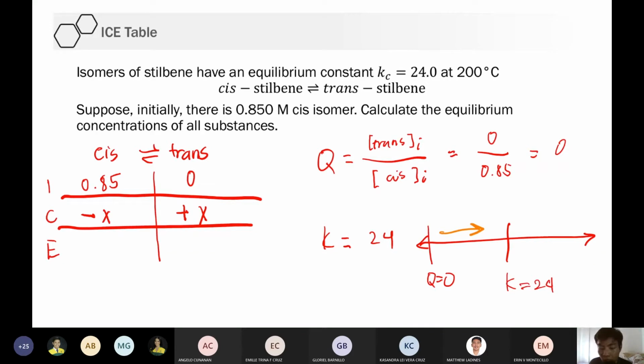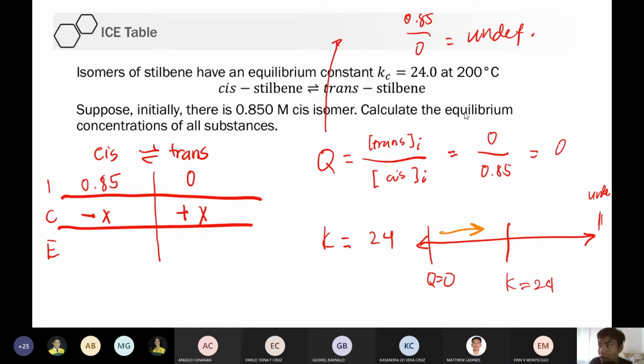Okay? Kunwari, sir, what if baliktad yan, no? 0.85 sa taas, 0 sa baba. What's 0.85 divided by 0? Undefined, no? Okay, so undefined yan. So kapag undefined, nasa right side yon. Minsan infinity pa nga yan, no? So kapag ganun yung number mo, undefined or infinity, nasa right side yung Q mo. So in order to establish equilibrium, it has to go to the left side.